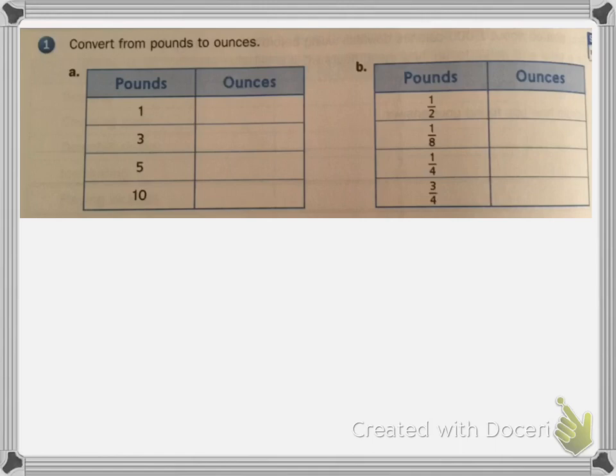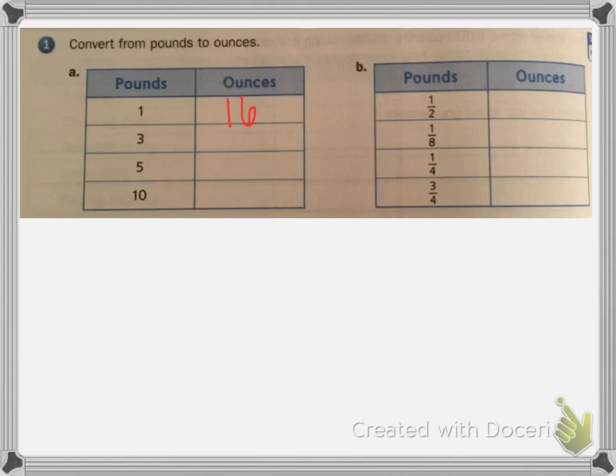Today we are going to be working on converting from pounds to ounces, but we're going to be looking at that in the form of how do we find out fractions of pounds and how many ounces it is. So let's start with the first one. When it says 1 pound is how many ounces? Well, if you don't remember from the front of your book, that is 16 ounces. So we're on page 258.